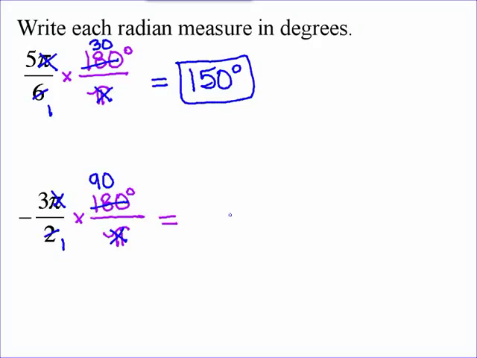And so my answer is negative 3 times 90, which is negative 270 degrees. So once again, that means that negative 3 pi over 2 radians is equivalent to negative 270 degrees.